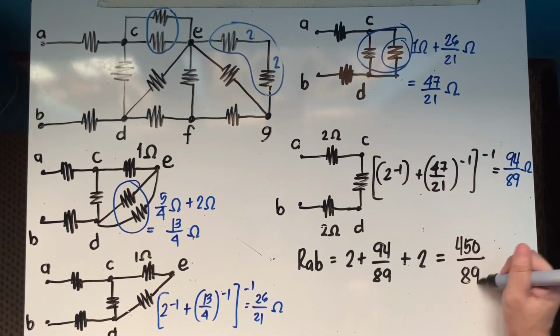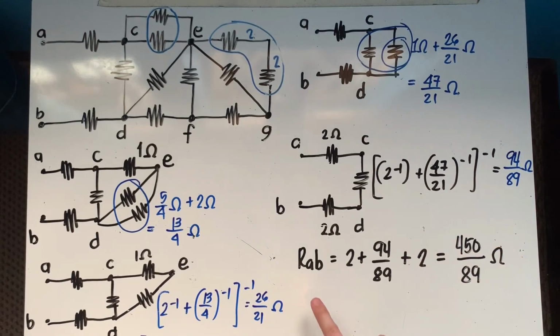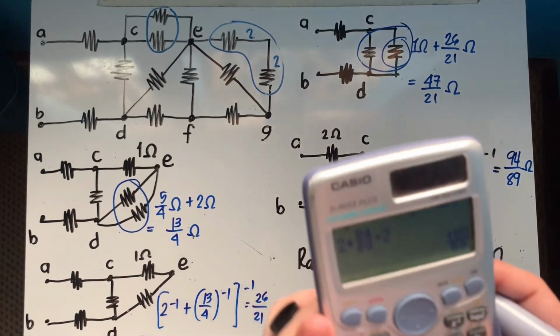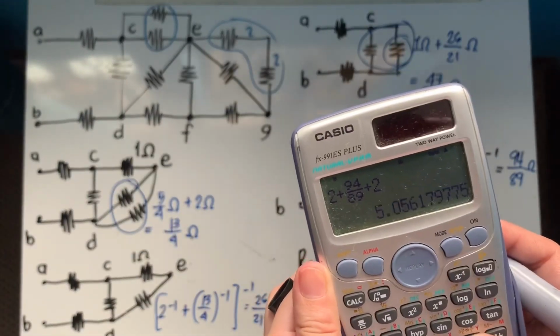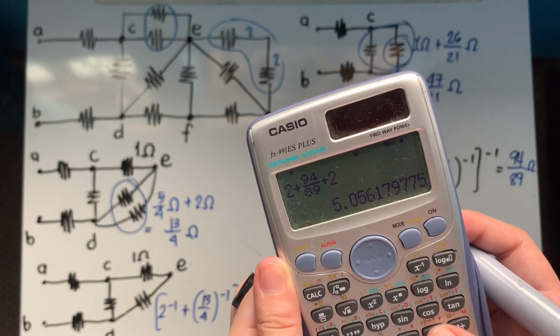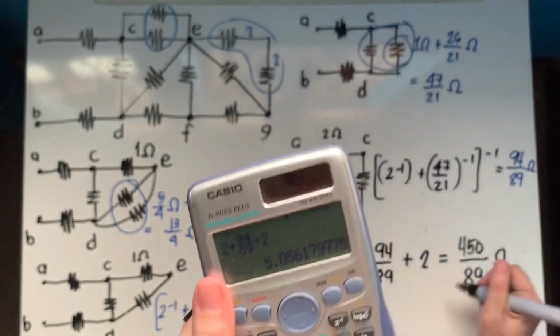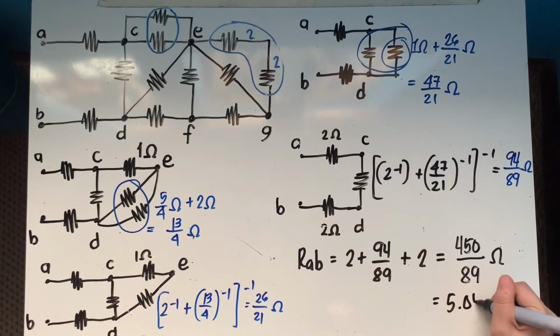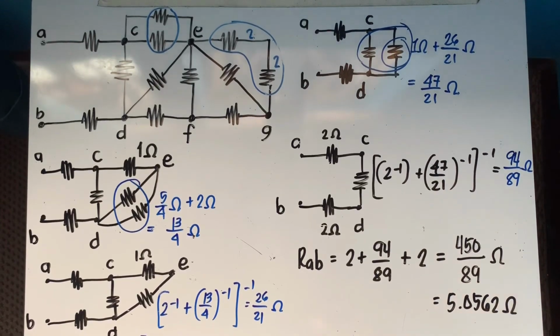Oh, ito na yung ating resistance across RAB. Pag nagkabit ka ng ohmmeter dito, yun yung ibibigay niyang sagot sa atin. 450 over 89. In decimal, what is that? That's 5.0562 ohms. 5.0562 ohms. Okay, so remember whenever you are solving for equivalent resistance, napakahalaga ng patience.